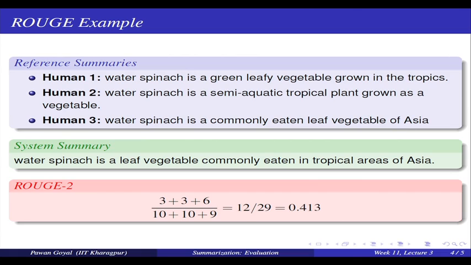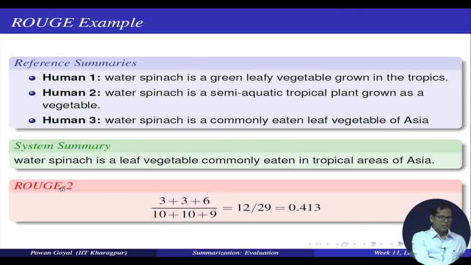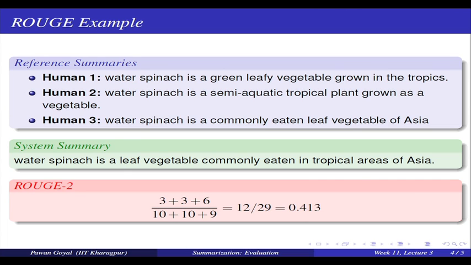So that's what we saw here. The Rouge 2 score, if you compute it for this particular system summary, comes out to be 0.413, and you can compute Rouge 1 and so on like this by this method.